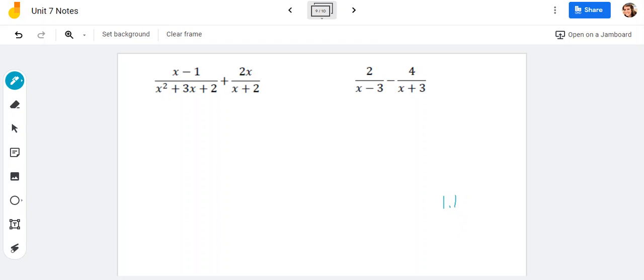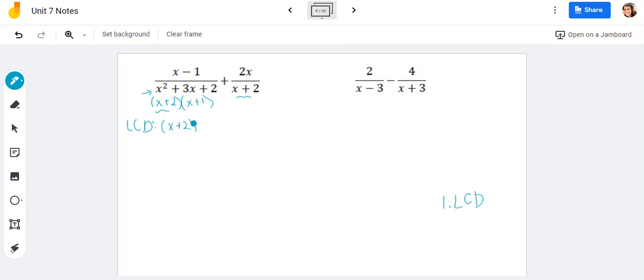First, we need to find a lowest common denominator. So if I look at this first example, I see that the denominators are different. I'm going to factor this because the factoring will help me see if anything between my denominators is common. So if I factor this, I can rewrite it as x plus 2 times x plus 1. So now I see that I have x plus 2 in common. So that's definitely going to be part of my LCD.